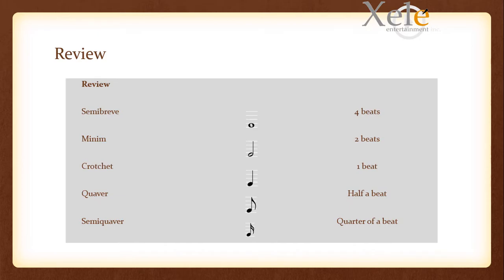But before we go on to describe what tied notes are, let's do a quick review of these note symbols. We know that this first symbol right here is the semibreve and it has a time value of 4 bits. The next one right here is the minim, having a time value of 2 bits. The third one is the crotchet, having a time value of 1 bit. And finally, I meant to say the next one is the quaver, having a time value of half a bit. And finally we have the semiquaver with a time value of 1/4 of a bit.